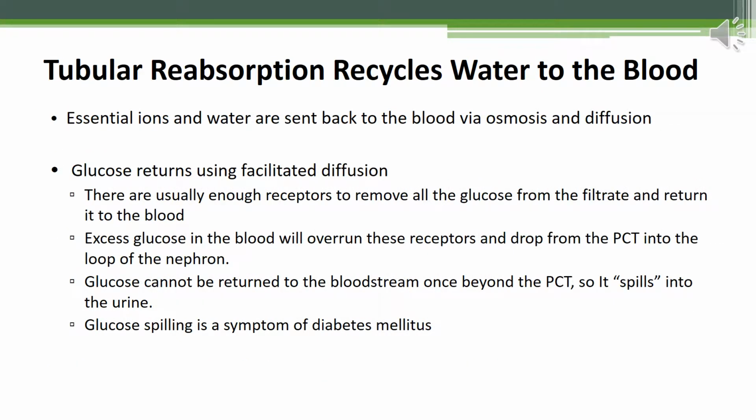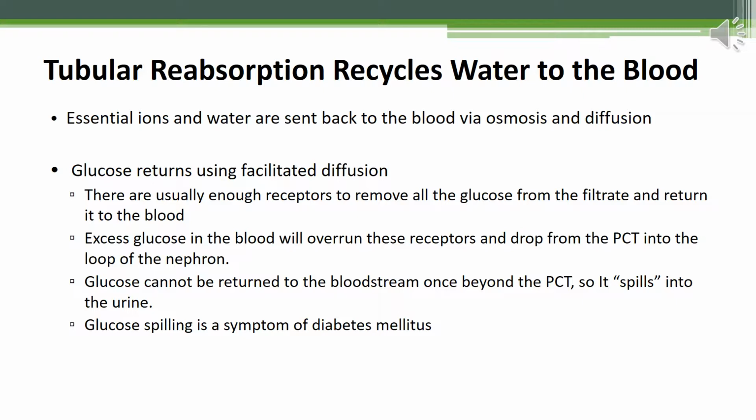So the essential ions that we're returning to the blood are actually returned through the process of diffusion, whereas the water that we're sending back to the blood gets there through osmosis. And larger molecules like glucose return using facilitated diffusion. There are typically enough receptors to remove all the glucose from the filtrate and return it to the blood.